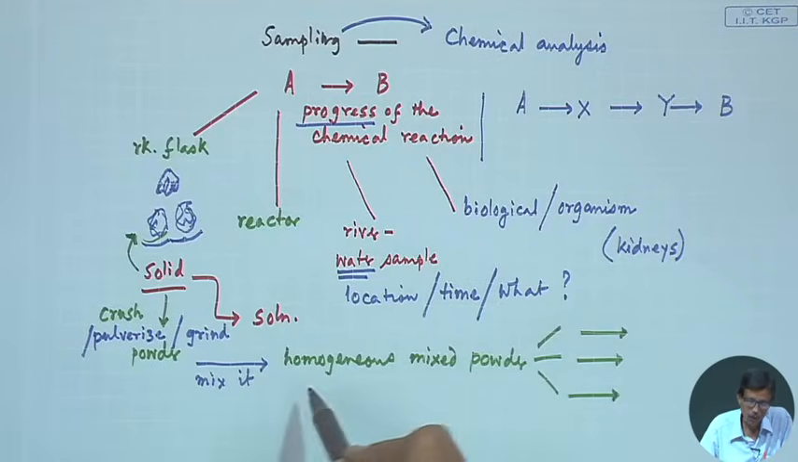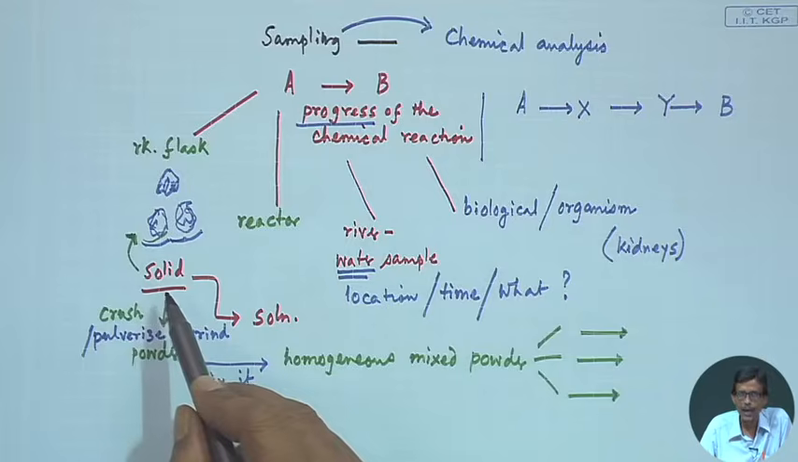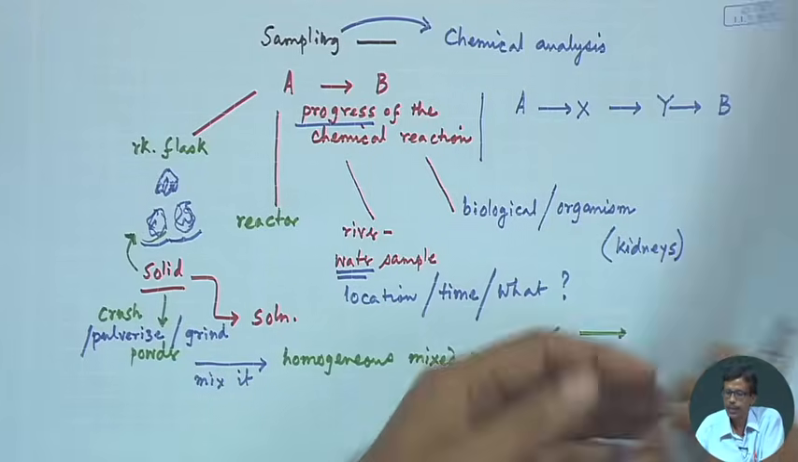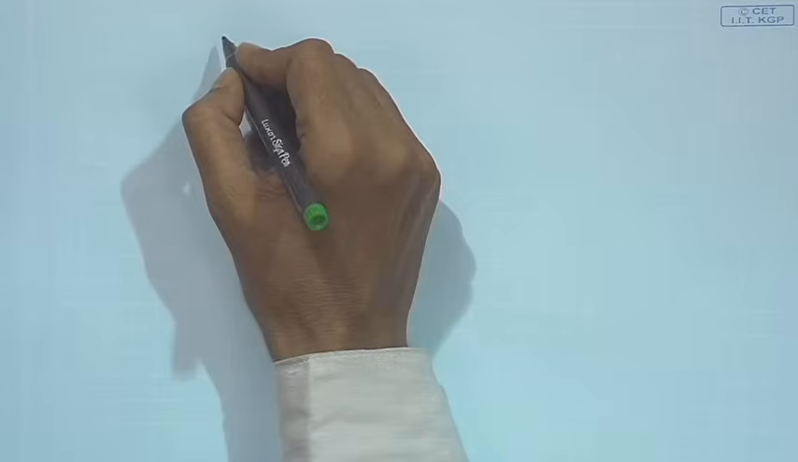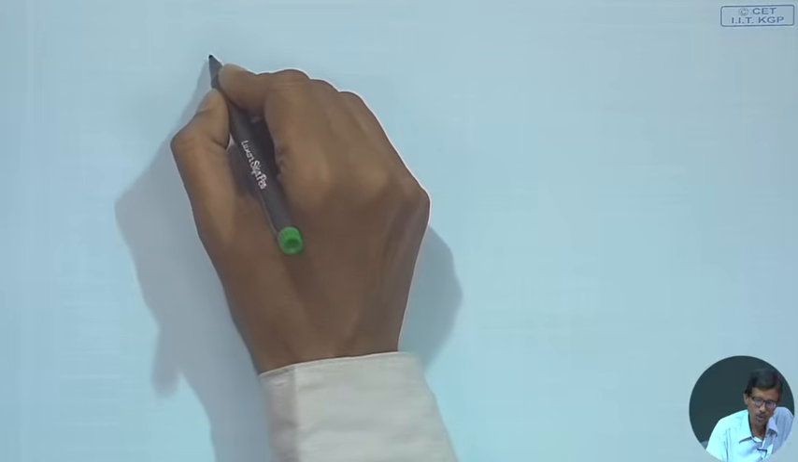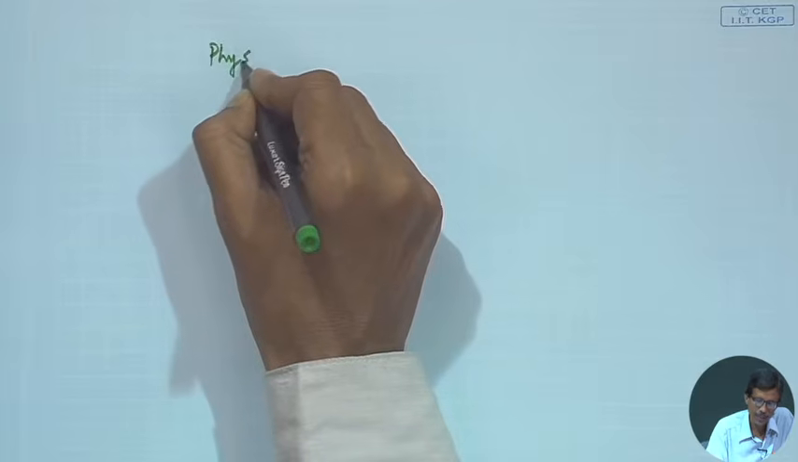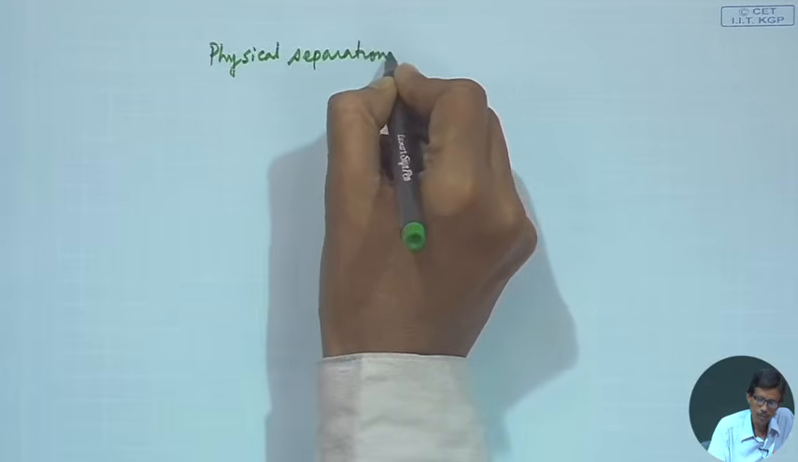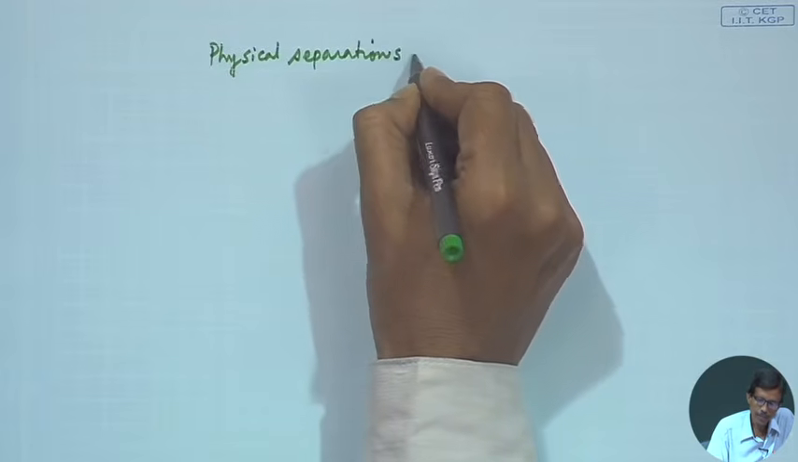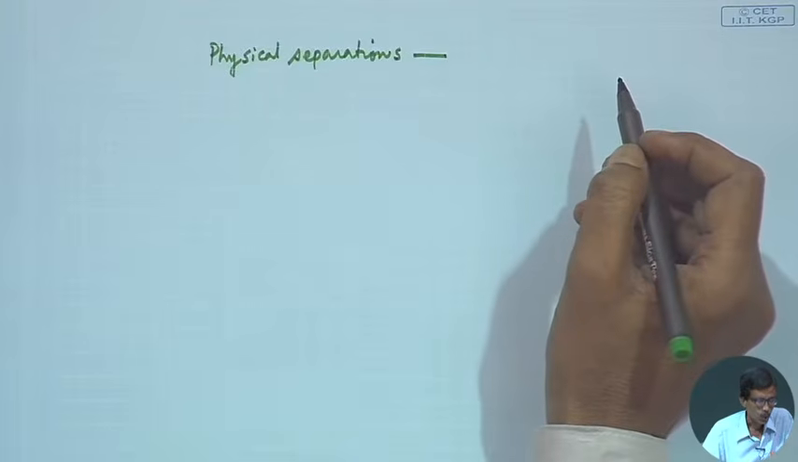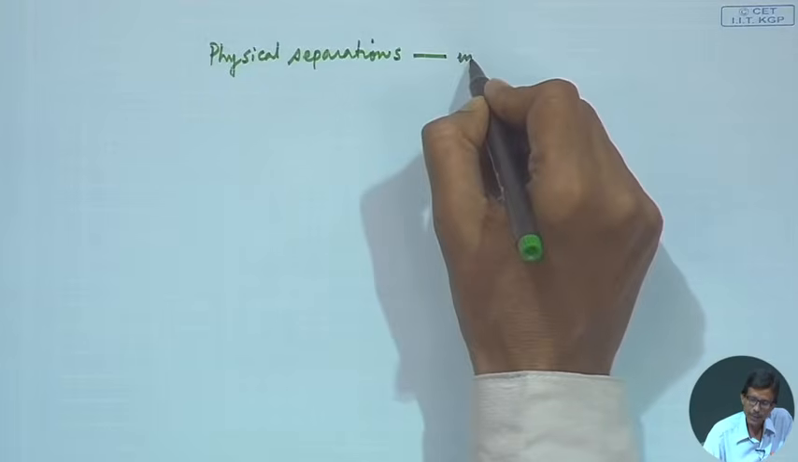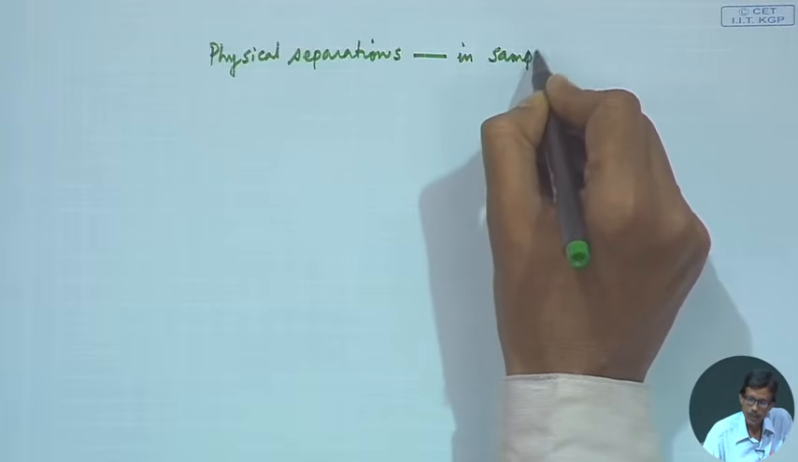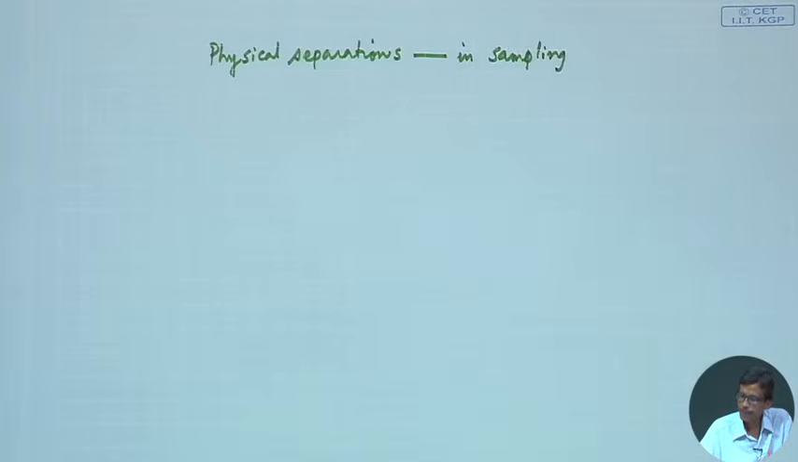So, before going for this grinding of the powder, solids we can have. Now, we can bring 2 other physical forms of these samples. That means, during the sampling process, whether it is possible to go for physical separations, because ultimately what we can do, physical separations in sampling, we are still with that particular topic of sampling.